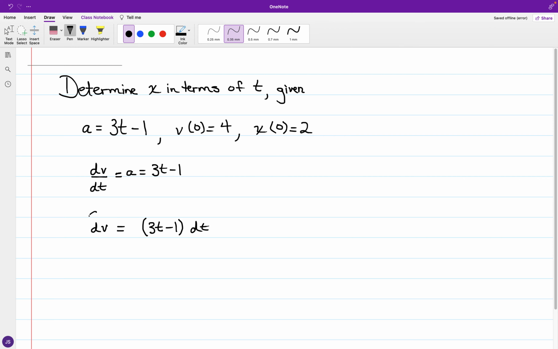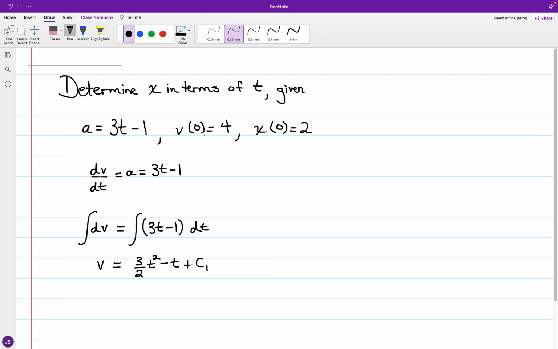And looking at integrating, we have the antiderivative of dv, which goes directly to v. And for the quantity of 3t minus 1 dt, we have the antiderivative terms as 3/2 of t squared minus t. And it is on the right-hand side of the equation that we can apply a constant. We would just designate this once again as c sub 1.